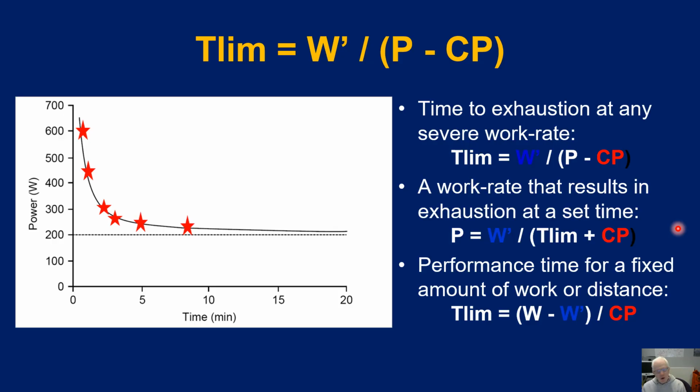I can actually now work out the performance time for a fixed amount of work. So T lim will equal the W prime divided by the power minus the critical power. In other words, I can now prescribe exercise based upon critical power. Now, if I'm thinking about that in terms of performance, I can use that to establish pace.